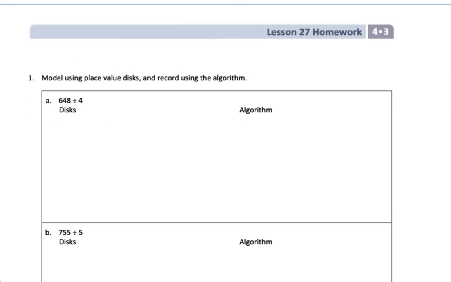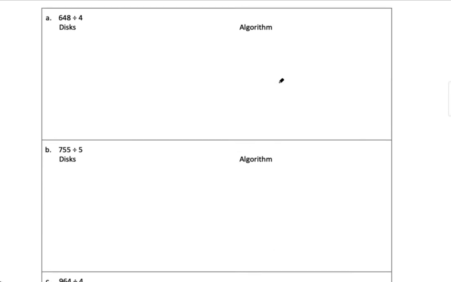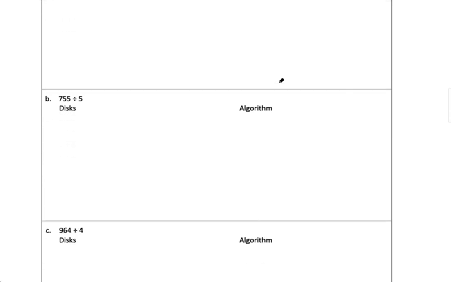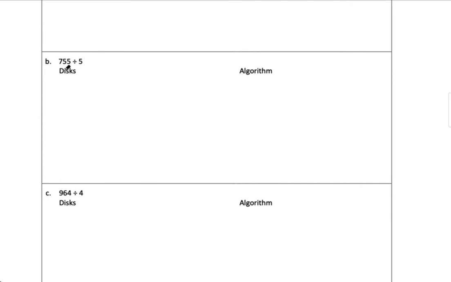Okay, guys, this is page 2 of the weekly review. This comes from lesson 27 in Zearn, mission 3. So I'm not going to do all these just to save some time. They're all pretty similar questions. I'm just going to do one. I'm going to do letter B, 755 divided by 5.